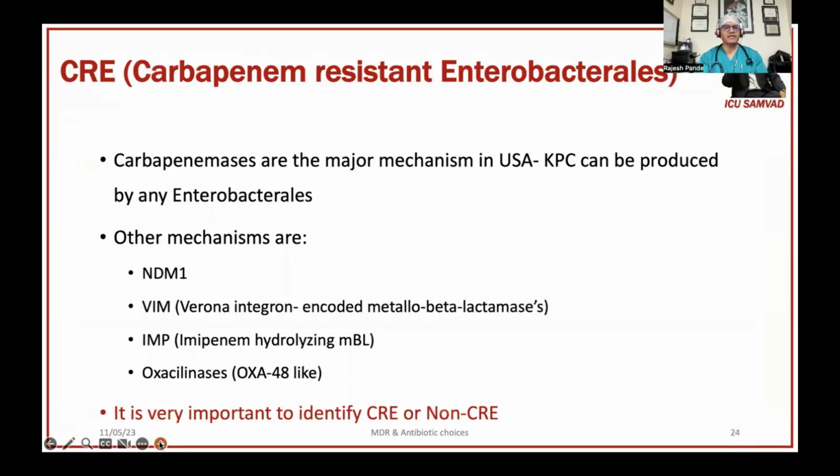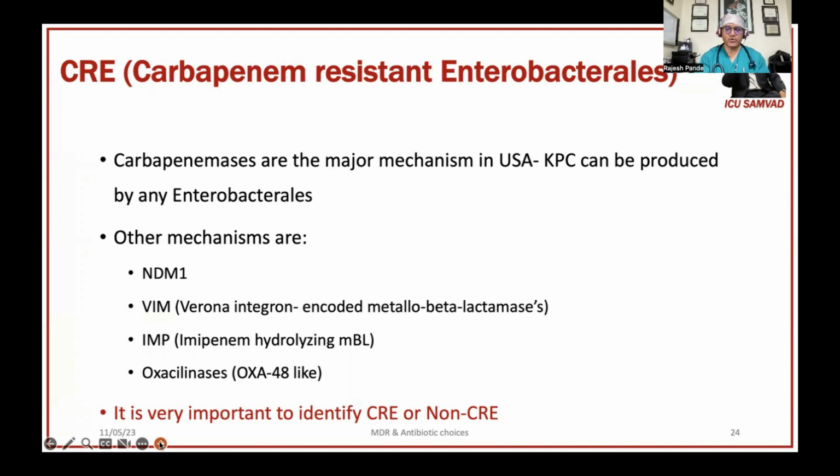The next important bug is CRE, or carbapenem-resistant Enterobacterales. Carbapenemases, all of us know, are major mechanisms in the USA, and KPC is produced there. KPC is a major bugbear in US ICUs. Other mechanisms are NDM-1, a metallo-beta-lactamase, VIM, Verona integron-encoded metallo-beta-lactamase, IMP, imipenem-hydrolyzing MBL, and oxacillinase OXA-48. OXA is class D, and NDM, VIM, and IMP are class B. So it is very important to identify CRE or non-CRE.